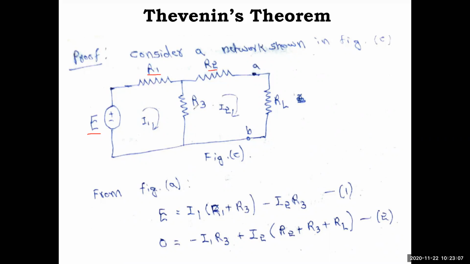I am doing it in general way only. Okay, and there is a load resistor RL. So now we need to replace this E, R1, R2, R3, this complex network. So simple network only I have taken. This can be done to any complicated network maybe.